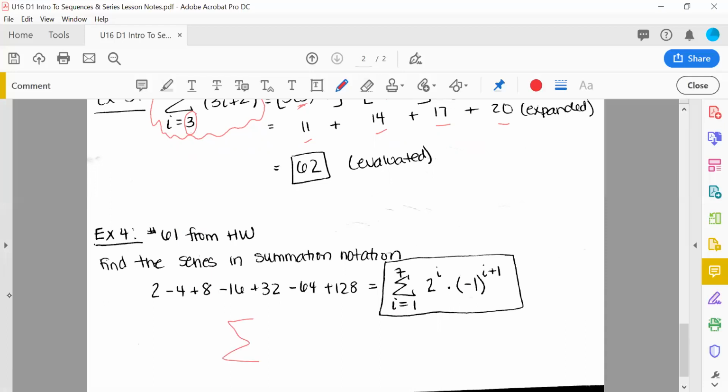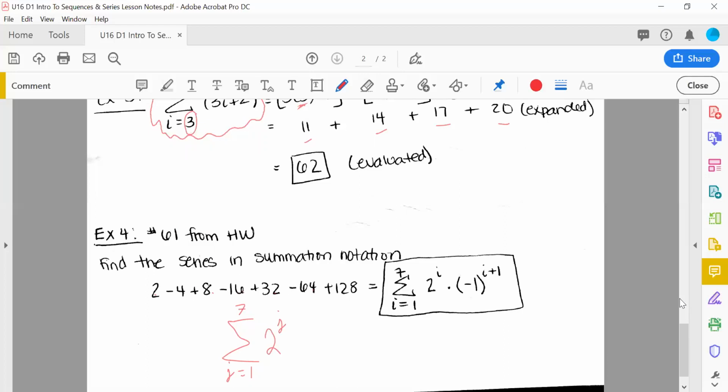So first off, it's the sum, and I know she wrote i, so I'm just going to do j, just because I feel like it. 1, and there's 1, 2, 3, 4, 5, 6, 7 terms. So 7. First off, aren't we just multiplying by 2? 2 to the first, 2 squared, 2 to the third, 2 to the fourth, 2 to the fifth. So it would be 2 raised to the j power.